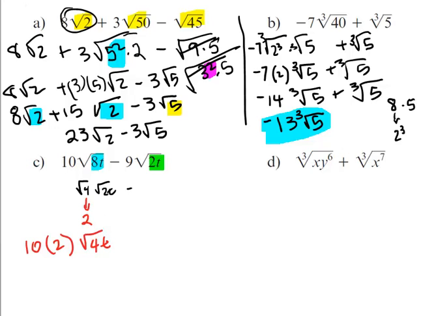Oops, I'm not paying very good attention here. 10 times 2 times the square root of 2t. This is the one that comes down. Minus 9 times the square root of 2t. Again, now I have like stuff going. So that's 10 times 2 is 20. 20 minus 9 is 11.